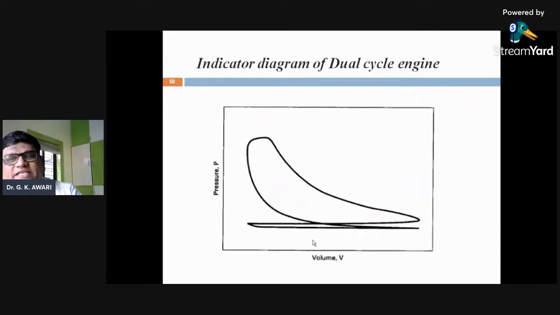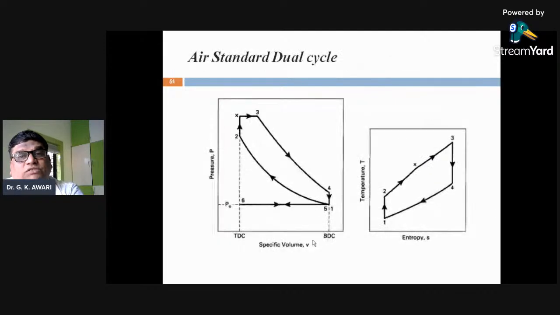The heat input process of combustion is approximated by a dual process of constant volume followed by constant pressure. So this will be the change in the indicator diagram of a dual fuel cycle. In the indicator diagram of the dual fuel cycle, you can see that the heat addition is at constant volume and at constant pressure. So here look at the pressure and volume diagram of a dual fuel engine. This portion is shown on the left for the clearance volume.